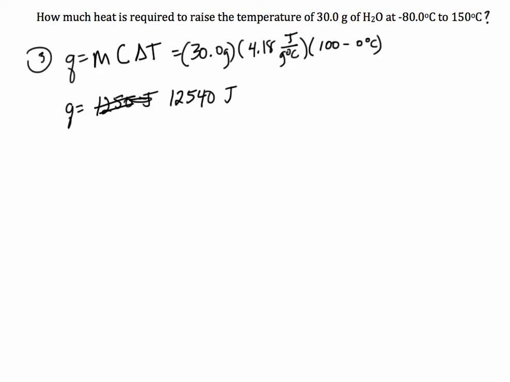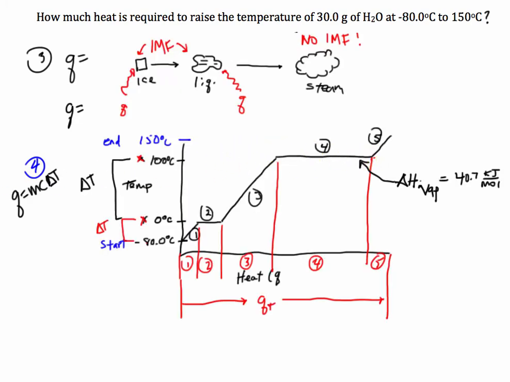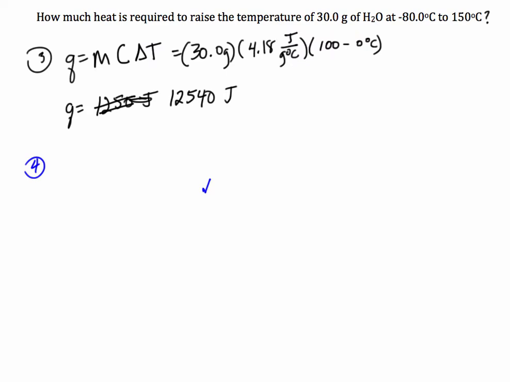Part 4, if you remember, is a phase change. So this is going to be very similar to what I did for part 2, where I phase changed. The only difference is I'm going to use the heat of vaporization, whereas there I used the heat of fusion. Here I'm going to use the vaporization. Okay, so let's do that calculation.